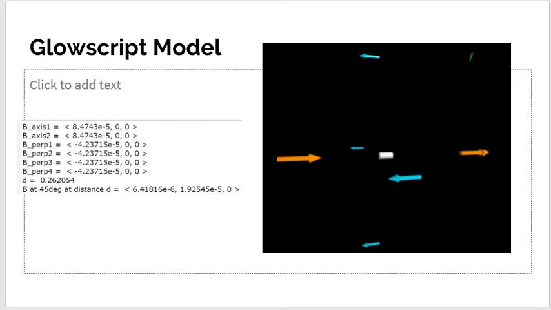This value equates to 6.42 times 10 to the negative 6 in the x direction, 1.93 times 10 to the negative 5th in the y direction, and 0 in the z direction.